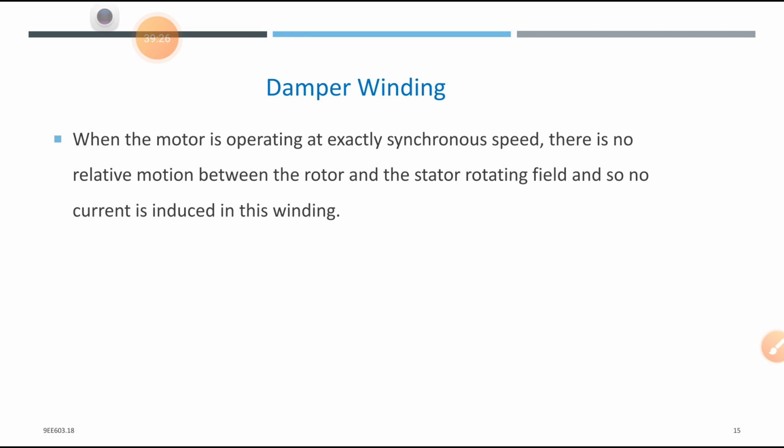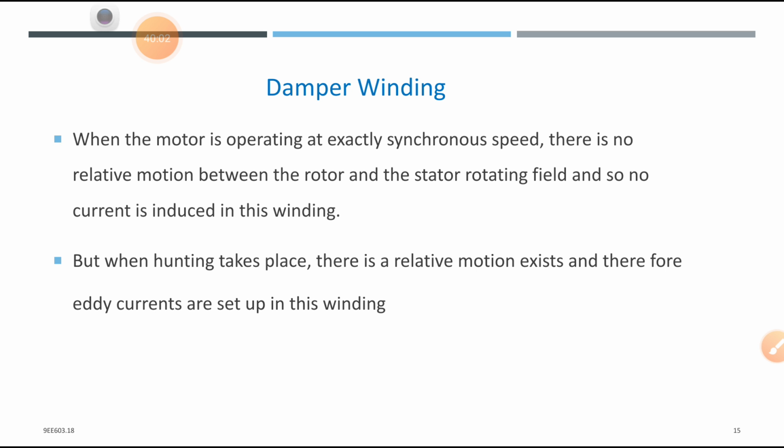Now, damper winding. When the motor is operating at exactly synchronous speed, the rotor speed and rotating magnetic field speed are equally synchronized at the same speed, so there is no relative motion between the magnetic field and rotor conductors. There is no EMF induced in the damper windings when both are at the same speed. There is no relative motion between the rotor and the stator rotating field, so no current is induced in these damper windings.